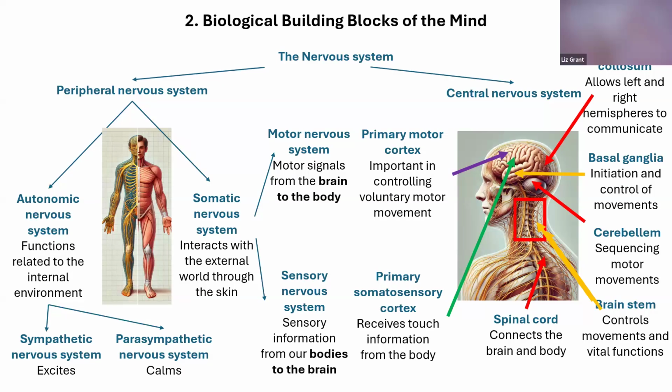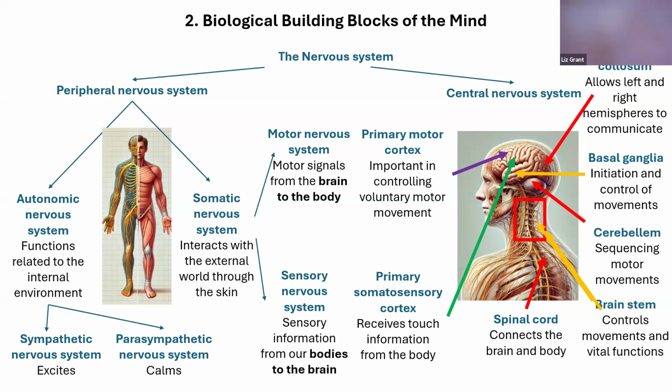This mind map is from the module Biological Building Blocks of the Mind and focuses on the nervous system. There are two key elements of the nervous system, the peripheral nervous system and the central nervous system. The peripheral nervous system has both an external element as well as an internal element.